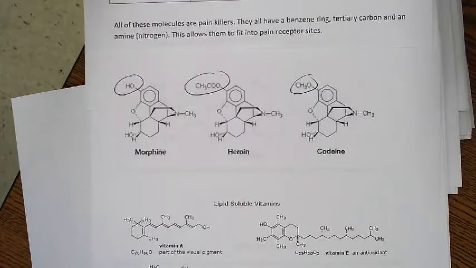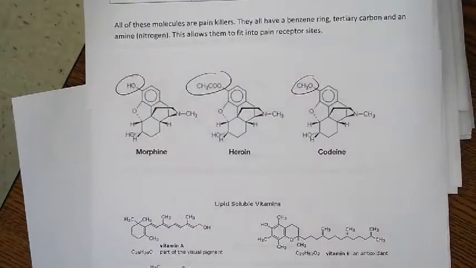Your kind of low-level painkillers like ibuprofen and acetaminophen work in a different way. These don't go to opioid receptor sites. Acetaminophen and ibuprofen will actually go to the site of the pain and fight inflammation.